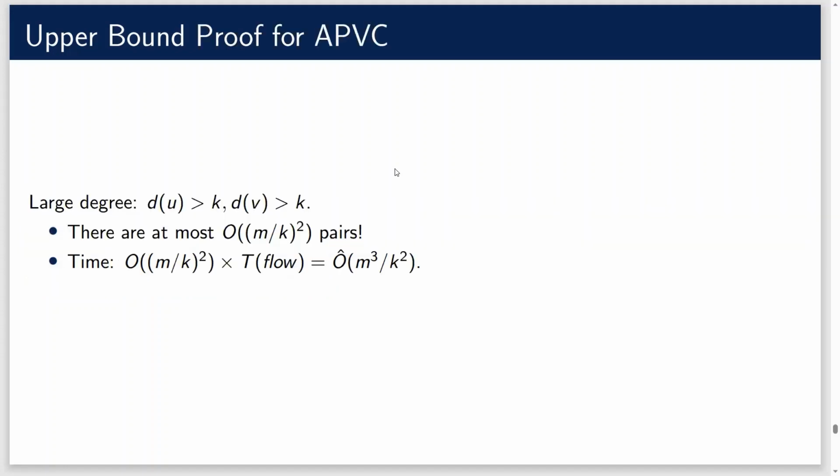It is like this. For pairs U and V with large degrees, that is, both larger than K, where K is any threshold, we can see that the number of nodes with degree larger than K is at most 2m over K. So there are at most m squared over K squared pairs U and V. Therefore, we compute max flow directly for them. So the time is m squared over K squared, multiplied by the time of flow, then it is O hat m cubed over K squared.